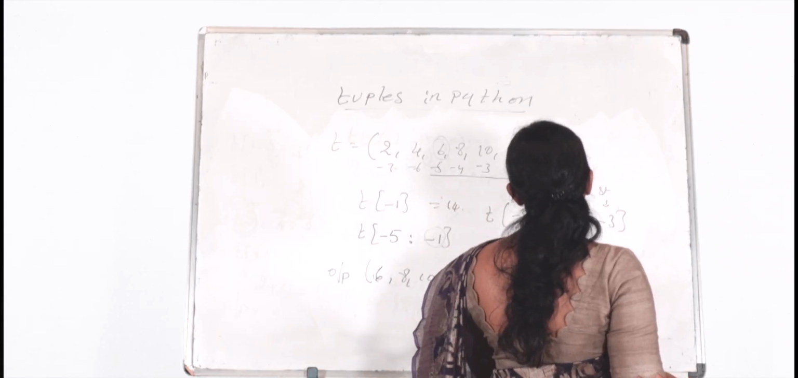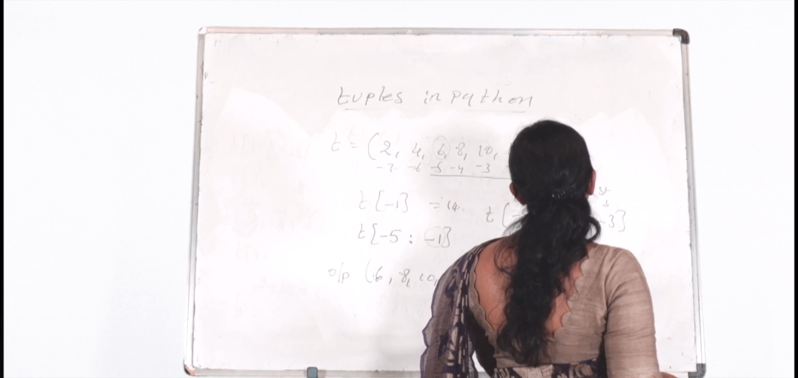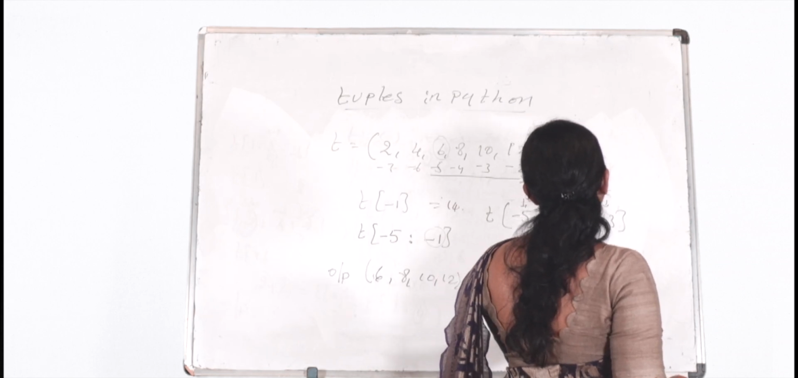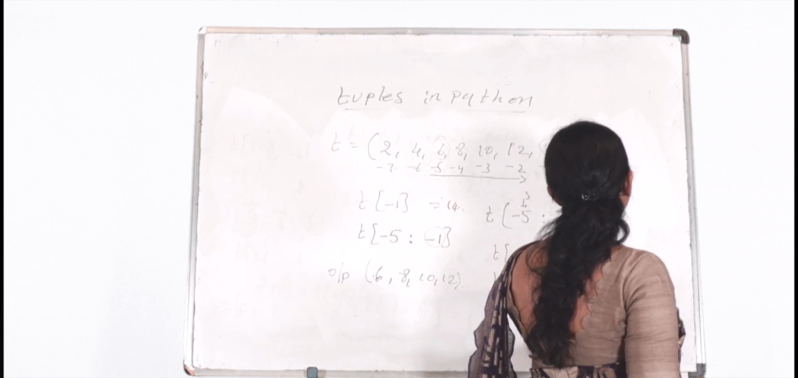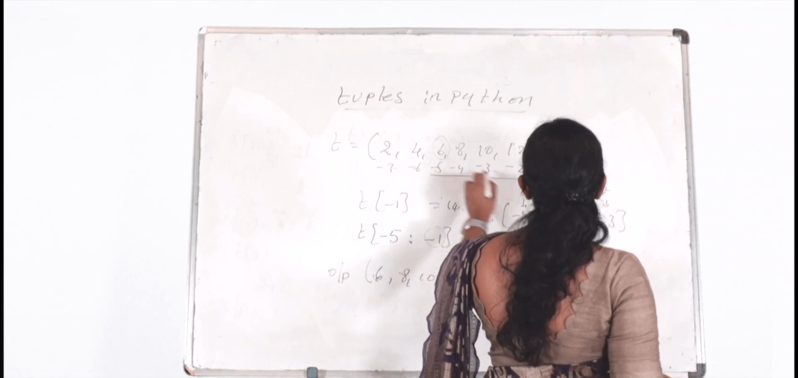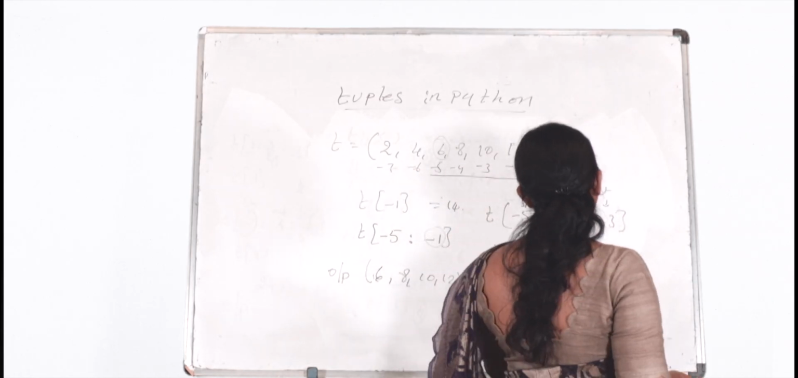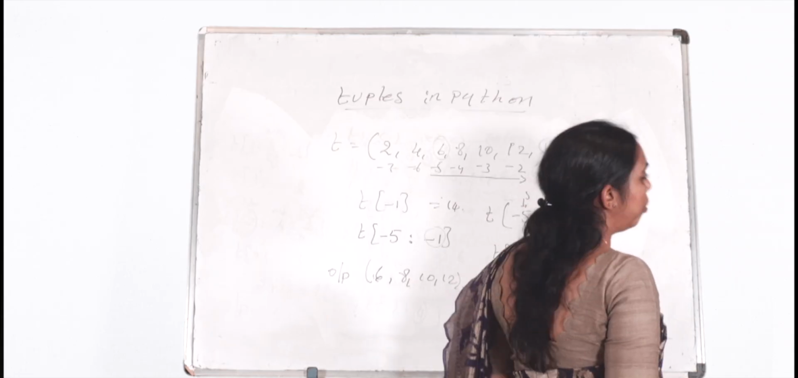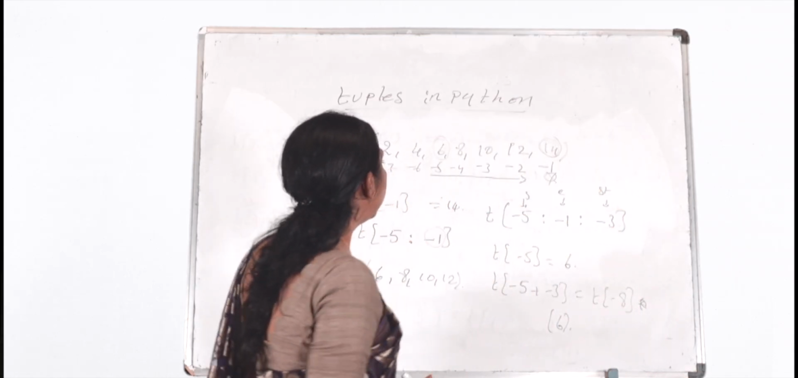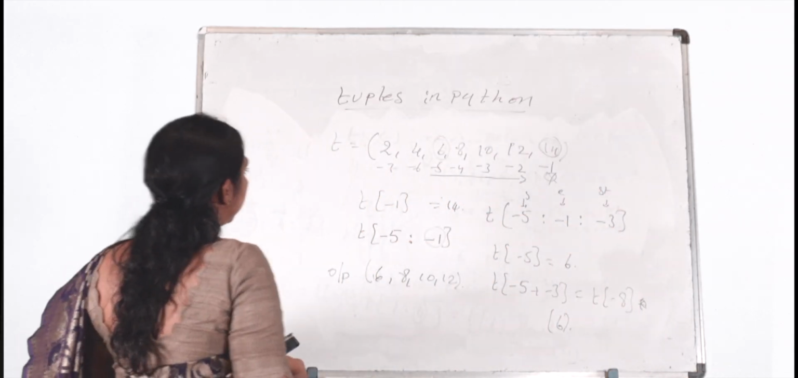Again, what is happening is -5 plus -3, which implies t of -8. T of -8 is not there in the list, so it won't print anything. So we'll get only 6 as the output for this one. This is positive and negative slicing in tuples.